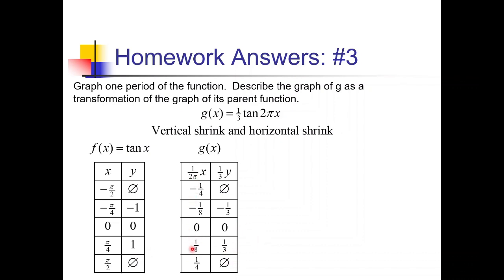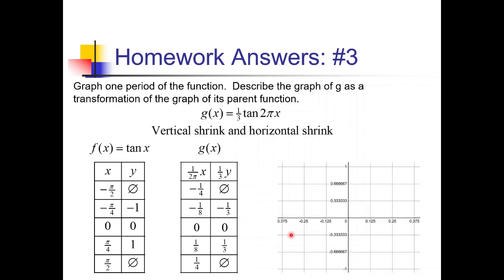Judging by my x values, I think if I go by 1/8 on the horizontal, that'll do it. For the y values, I'm thinking 1/3 probably makes sense given my scale here. So we've got negative 1/4, which is over here, negative 0.25, and that's an undefined value, so we have an asymptote right there. Then we have negative 1/8, negative 1/3, which is down here, 0, 0, 1/8, comma 1/3, and an asymptote at 1/4. And then here's my tangent curve through those.